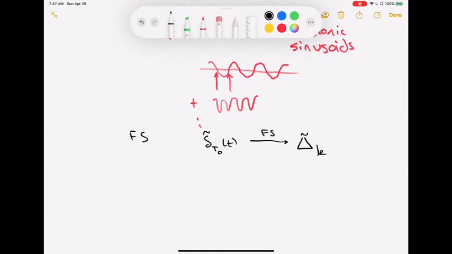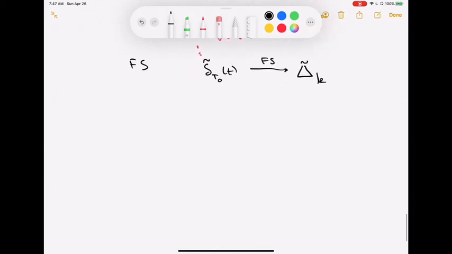So I'm going to look for these Fourier series coefficients, which I'm going to call cap delta of k. So what is cap delta of k equal to? Cap delta of k is equal to 1 over the period, integrate over the period of my signal, delta tilde sub T naught of t, and I have an e to the minus j k omega naught t dt.